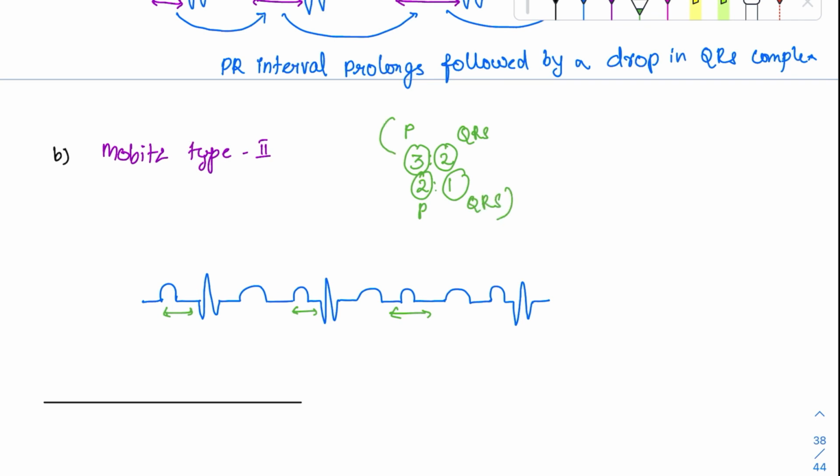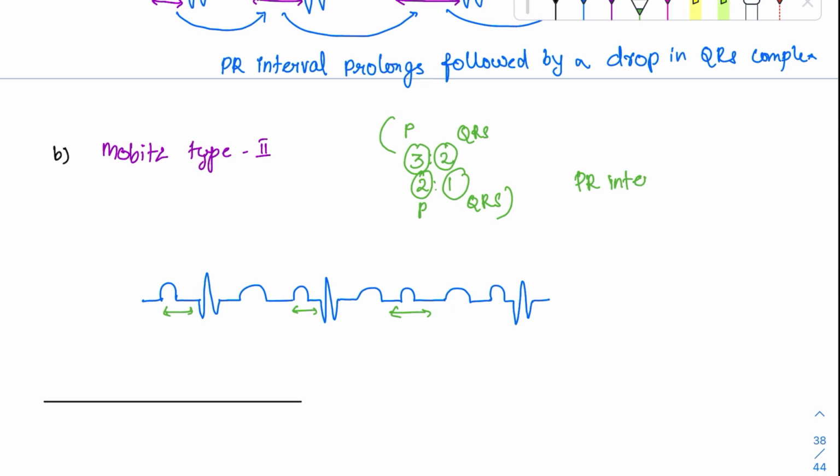Here there is no consecutive prolongation of the PR interval. Here the PR interval stays the same and suddenly 1 QRS will be gone. So that is the difference here. The PR interval will be the same.